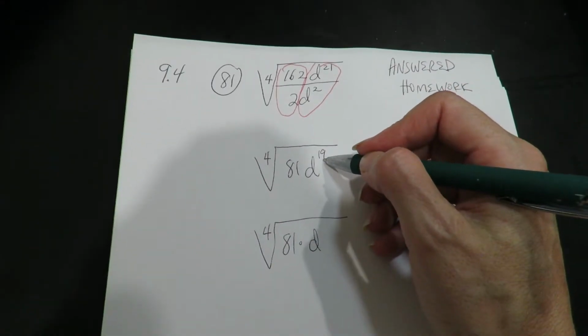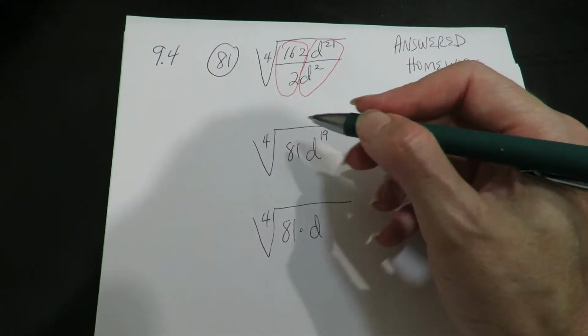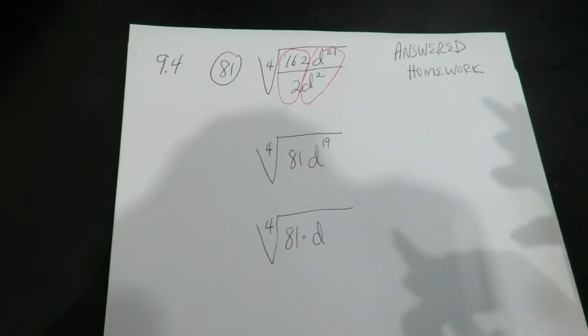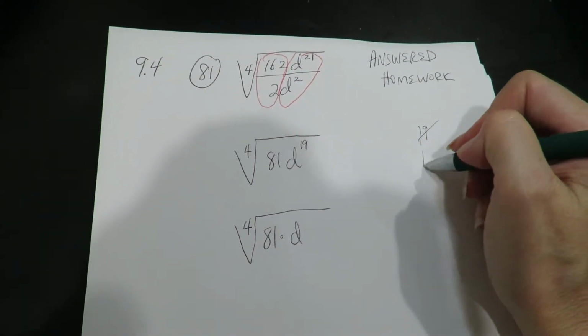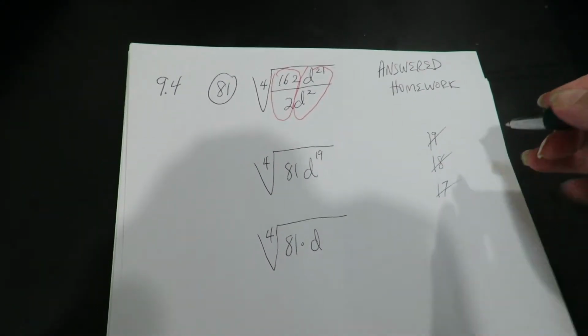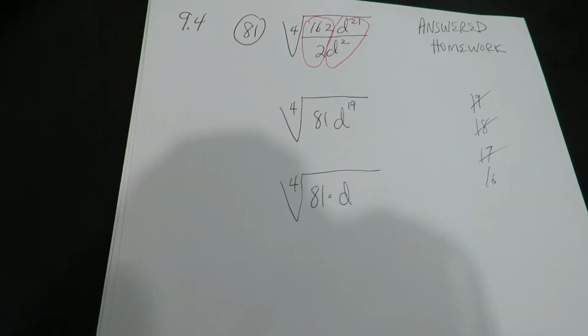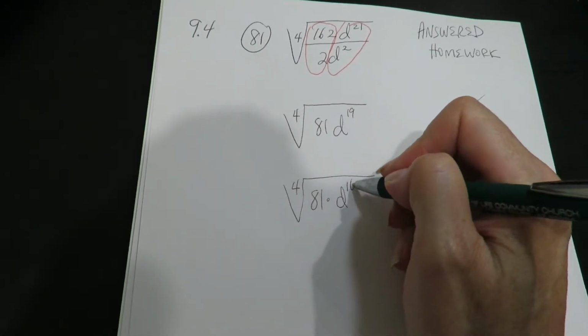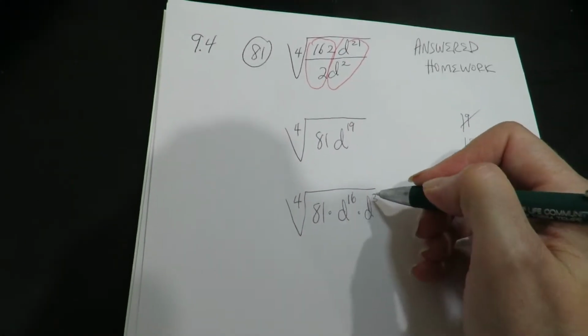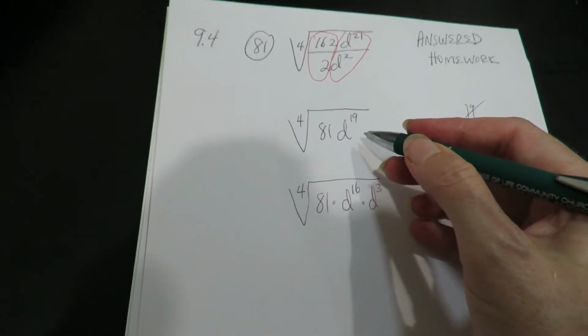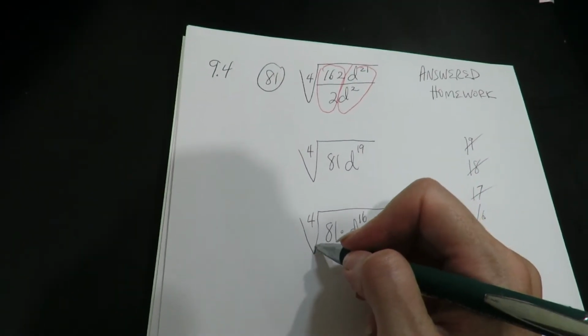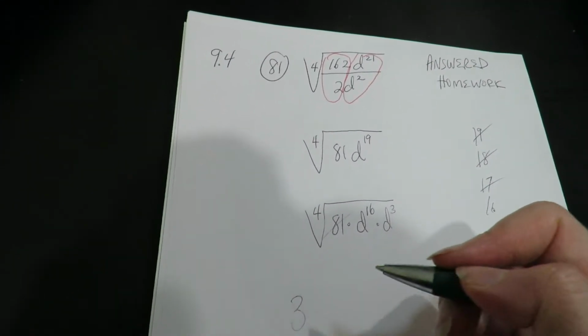So remember, for exponents, it has to be divisible by whatever the root is. So 19 is not divisible by 4, neither is 18, neither is 17. It's not till you get down to 16 that it's divisible by 4. So it's going to be d to the 16 times d to the third, because it has to add back up to 19. Alright, so 81 comes out as a 3.